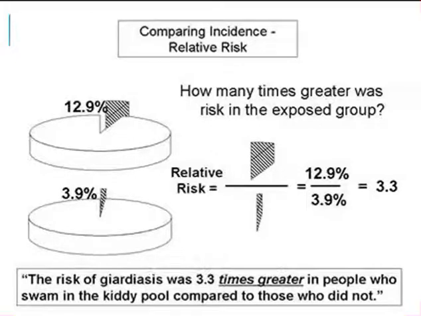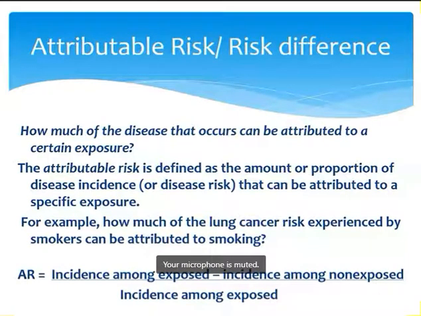Okay, so that is the first measure of risk, which is the relative risk. And relative risk is a measure of the strength of association between exposure and outcome. Now, if we ask another question, how much of the disease that occurs can be attributed to a certain exposure? For example, we saw giardiasis. How much of giardiasis can be attributed to swimming? If we put it the other way around, how much of lung cancer can be attributed to smoking?